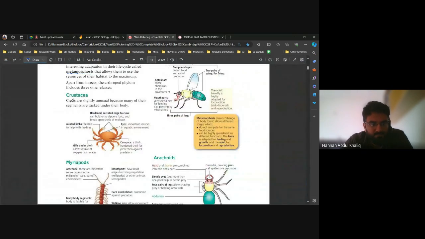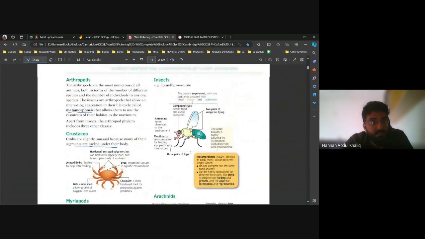Number one, they are unusual. Many of their segments are tucked under their body. Yes, one more thing that you would also find very intriguing, arthropods also contain segments. Segments like rings.